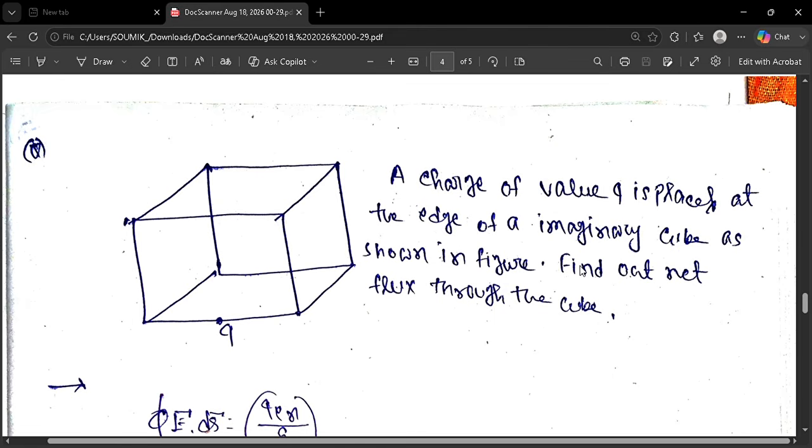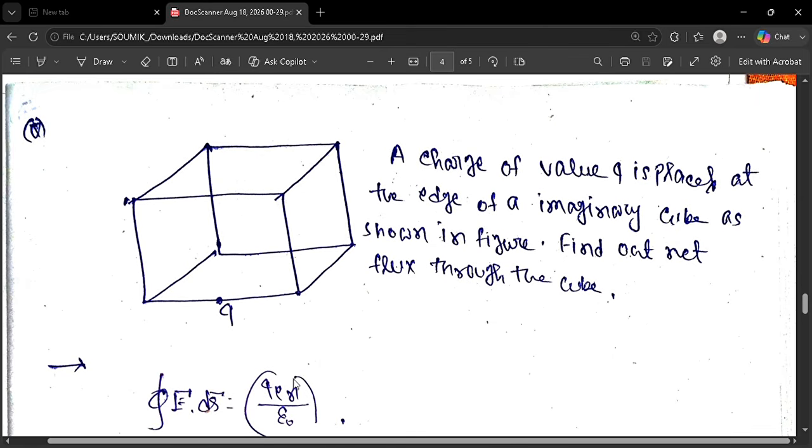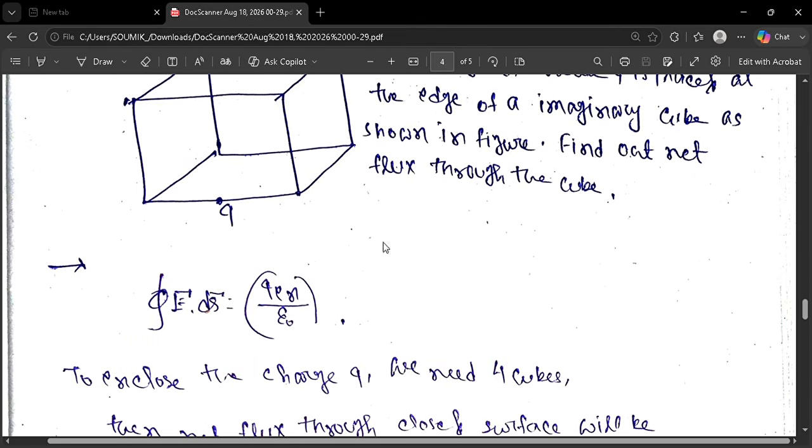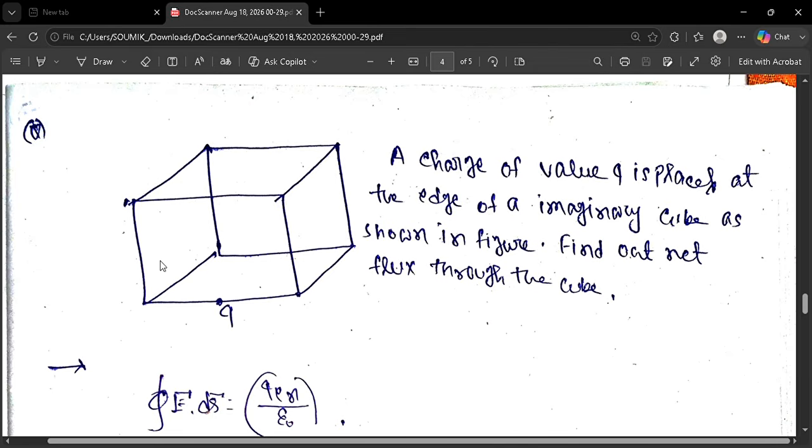The next question is: a charge of value q is placed at the edge of an imaginary cube as shown in the figure. Find the net flux through the cube. Everyone knows that from Gauss law, the electric flux through a closed surface is Q enclosed divided by epsilon naught, where Q enclosed is the charge enclosed by the closed surface. We see that this charge q is not enclosed by any surface. So to enclose this charge q, we basically need 4 cubes.